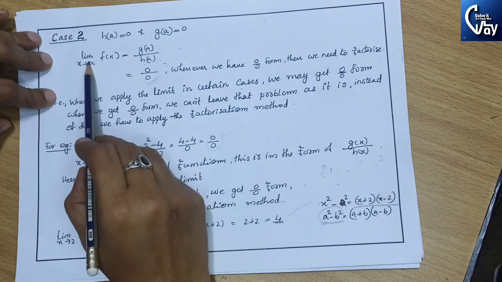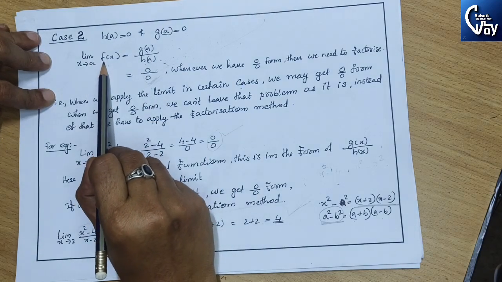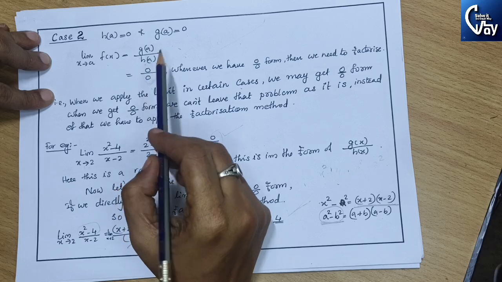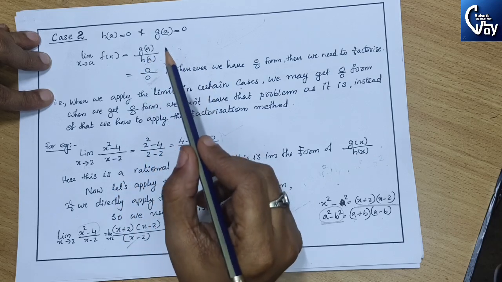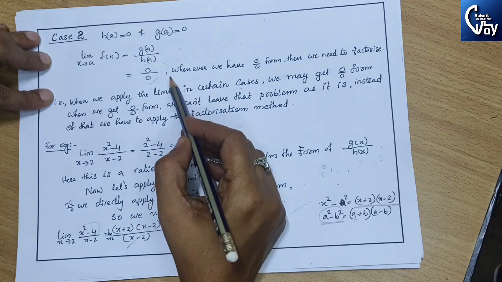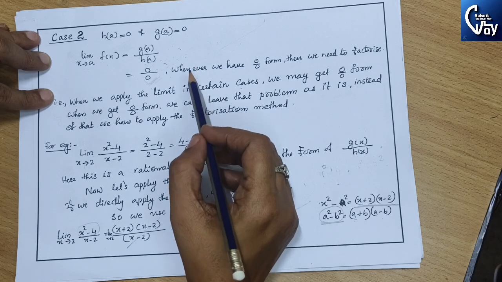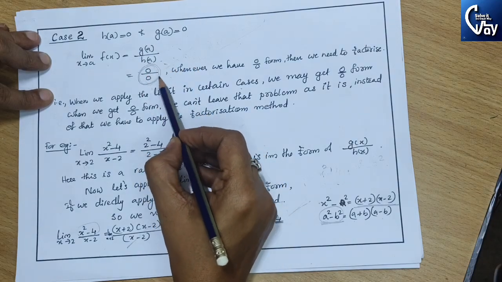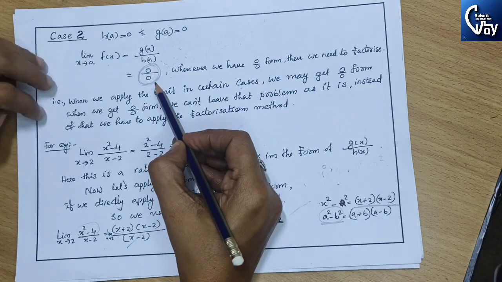When we apply the limit, in certain cases, we may get the 0 by 0 form. When we get the 0 by 0 form, we cannot leave that problem as it is. Instead of that, we have to apply the factorization method. Is it clear? Whenever we get 0 by 0, we need to apply the factorization method.